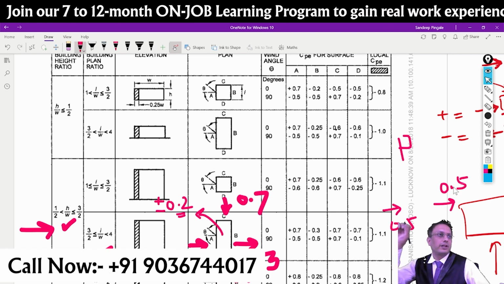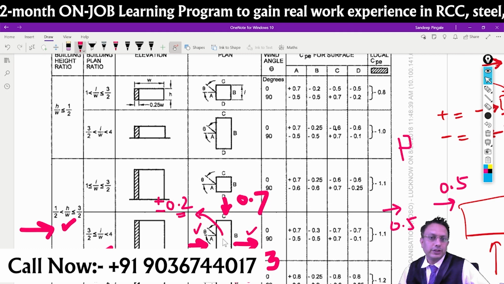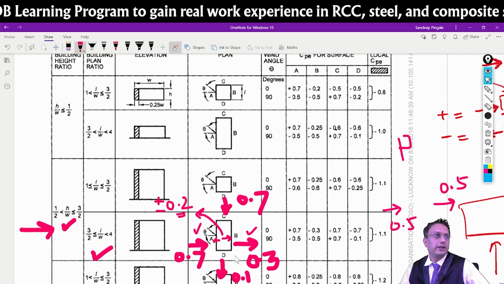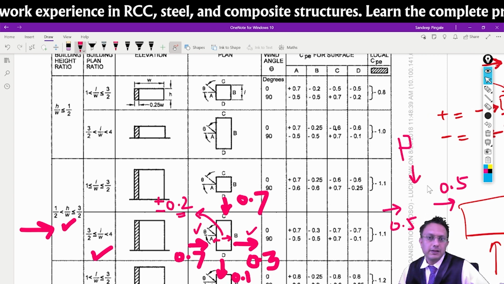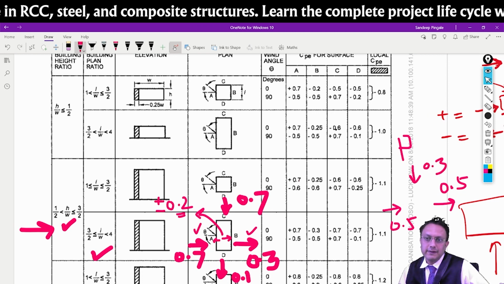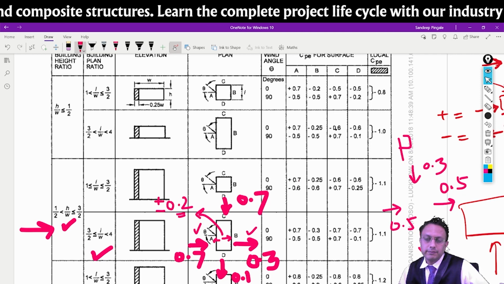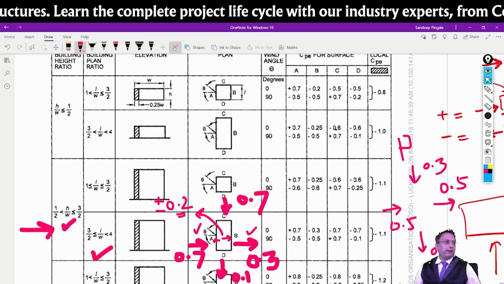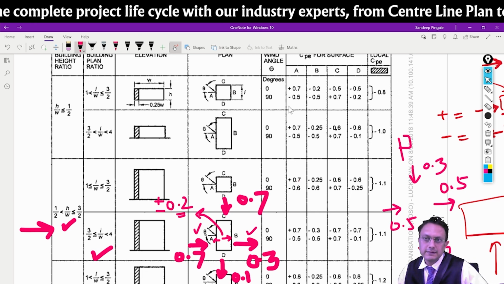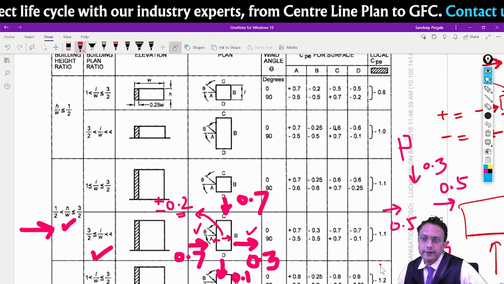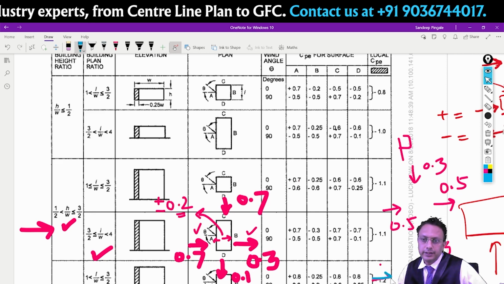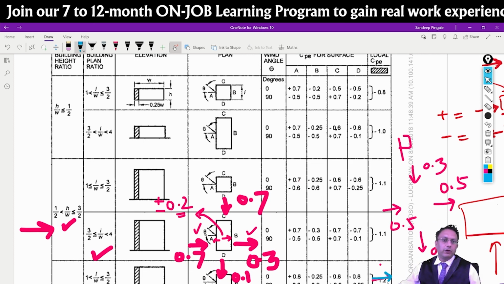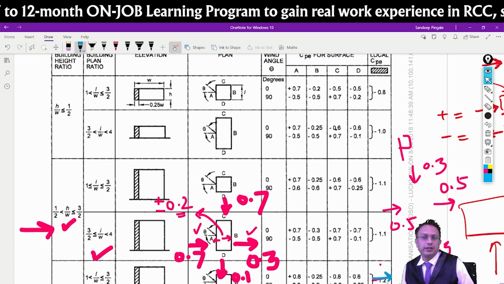0.5. It is pressure, no? So it will deduct from here and it will add here because it is a pressure. Correct? So 0.5, 0.5, and this one will be coming how much? 0.3, and this one will be 0.3. So 0.5 and 0.3. Now suction. Suction, what will be the case? No, no. First one is 0 degrees only pressure.